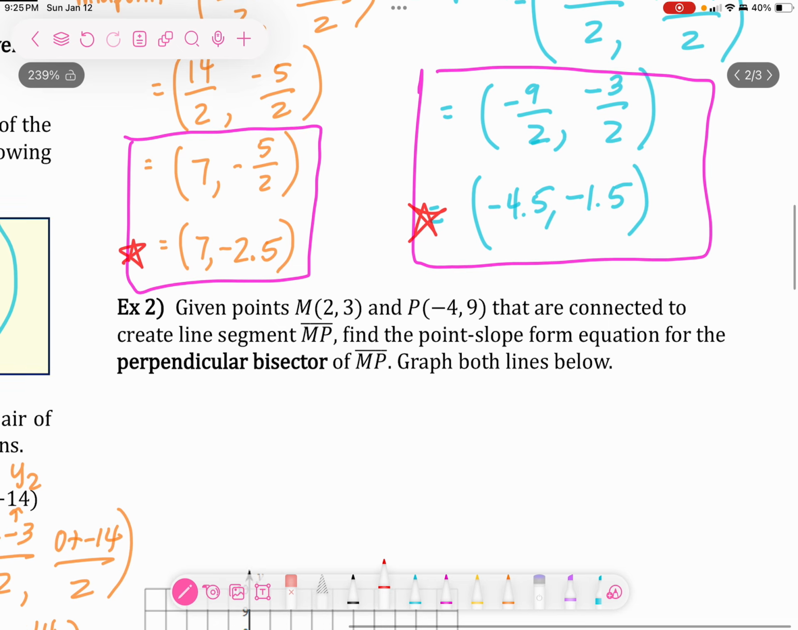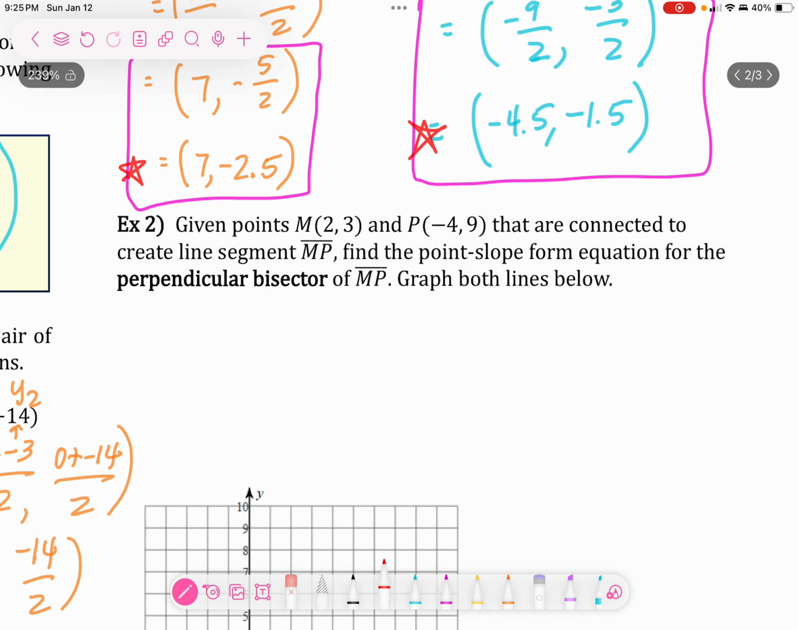All right, now this last question is going to be a culmination of a lot of different concepts, related concepts though, into this one problem. So I'm going to read it. I'm going to try to explain how you can break it down to figure out how to answer the question. So it says, given points M, 2, 3, and P, negative 4, 9, that are connected to create line segment MP, find the point slope form equation for the perpendicular bisector of MP. Graph both lines below. So we have two things that we have to do, really. We have to find a point slope form equation, and we have to graph both lines.